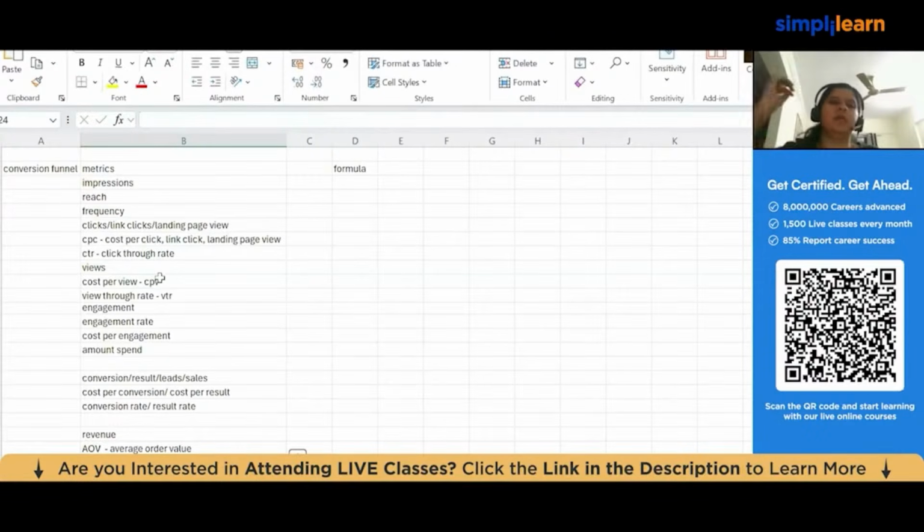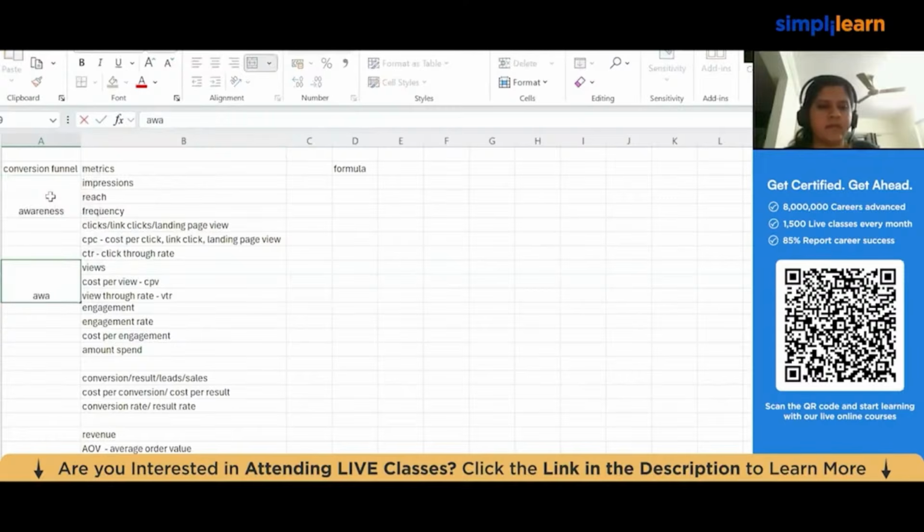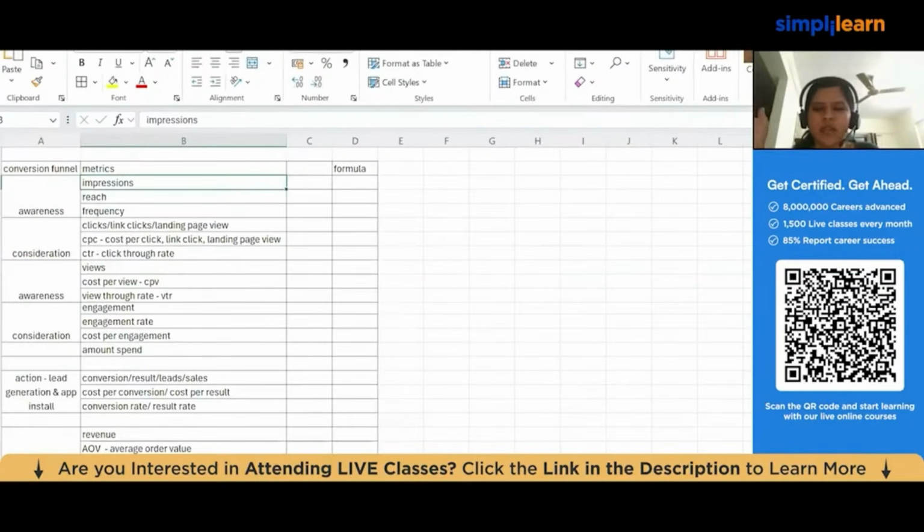Okay, so now I'll just write for each conversion funnel which one is considered. This one is for your awareness. The first thing is impression, guys. Okay, now what is impression? Impression is nothing but, I'll write an explanation over here. So number of times the users see the ad.